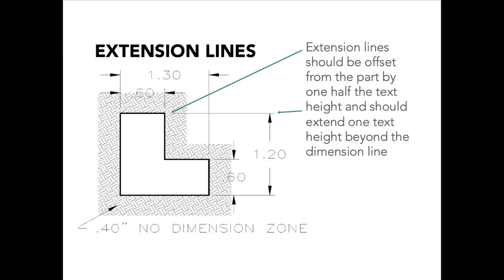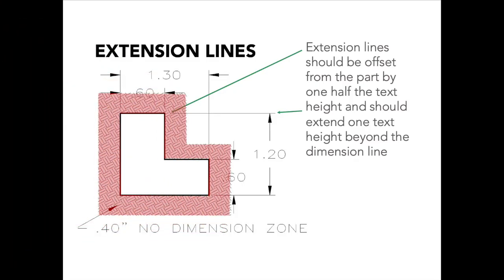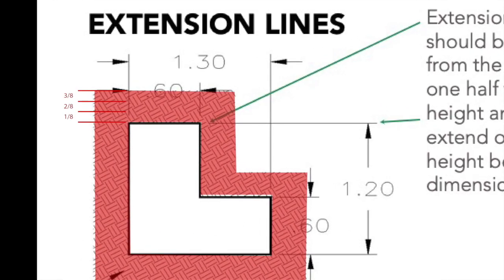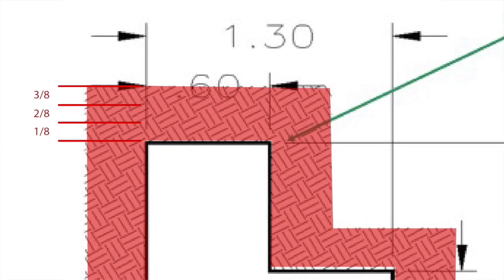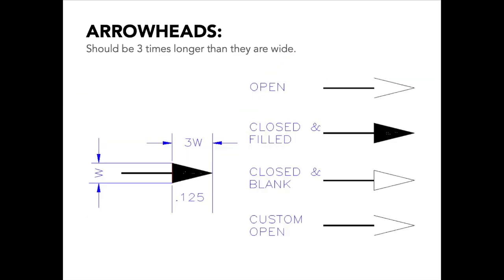When dimensioning your part, you should have a no dimension zone, which is 3/8 away from the part. If your text is 1/8 of an inch, you know that it's 3 text heights away from your part at all times. Dimension spacing: the first dimension away from your part should be 3/8 away, just like we said previously. However, the consecutive dimensions after that, they should each be 1/4 inch away from that first dimension or from the previous dimension. Your arrowhead should typically be 3 times longer than they are tall.